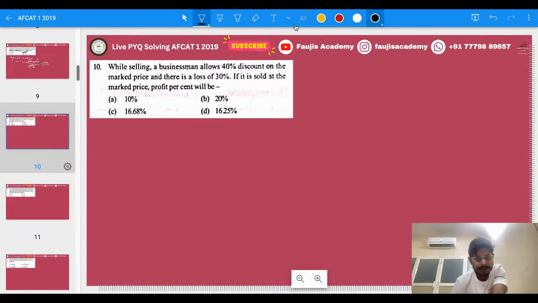While selling, a businessman allows for 40% discount on the marked price, and there is a loss of 30%. Guys, solve it. Please solve this one. Quickly, please solve this one.